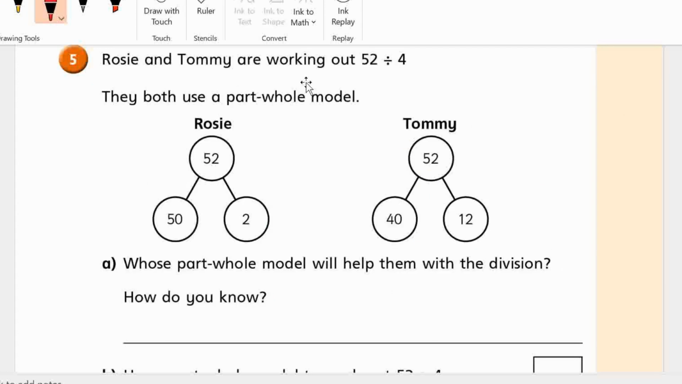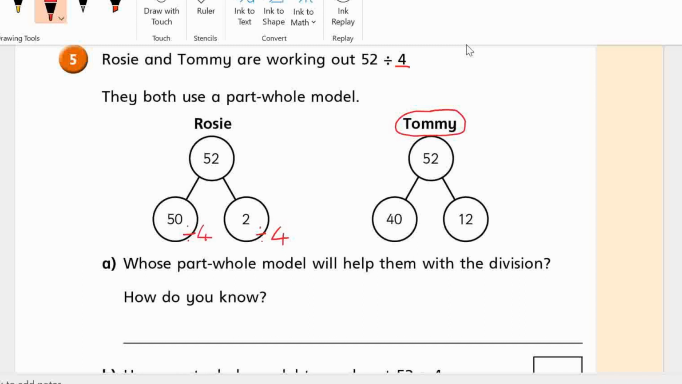Rosie and Tommy are working out 52 divided by 4. They both use a part-whole model. So here's one, Rosie, 52. Here's 50 in the one part and 2 in the other. Here's another one. Tommy is doing 52 as well, but he puts 40 here and 12 in the other. Whose part model will help them with the division? How do you know? So 50 divided by 4 is not easy to work out, and even harder, you can't easily do 2 divided by 4.